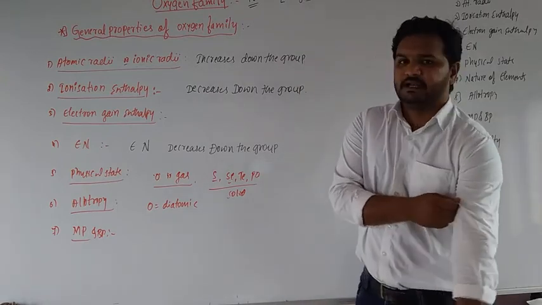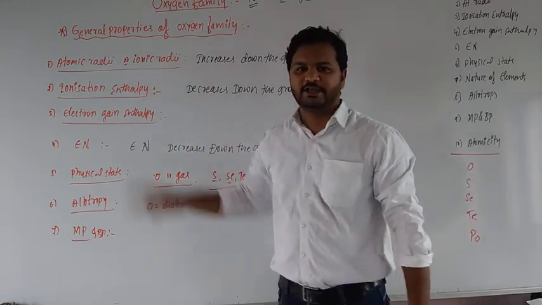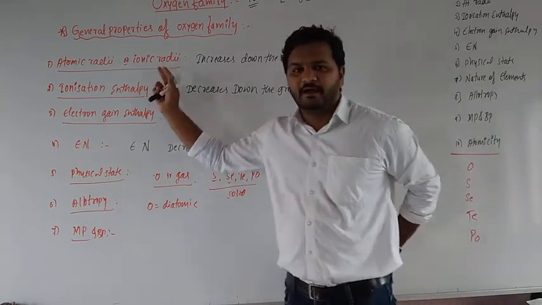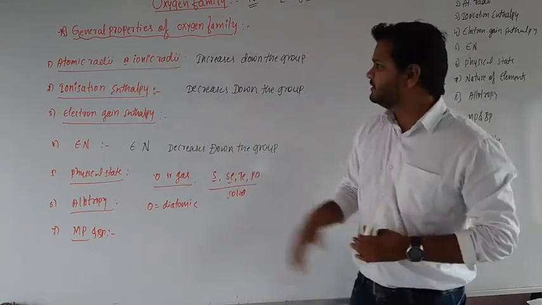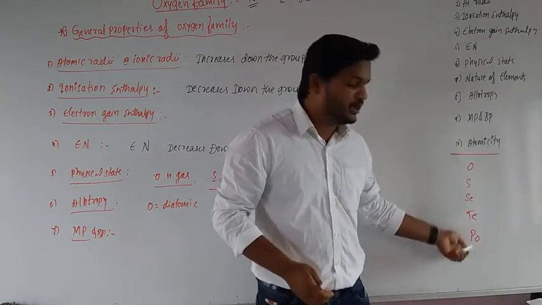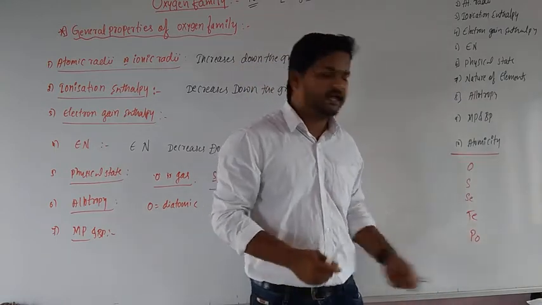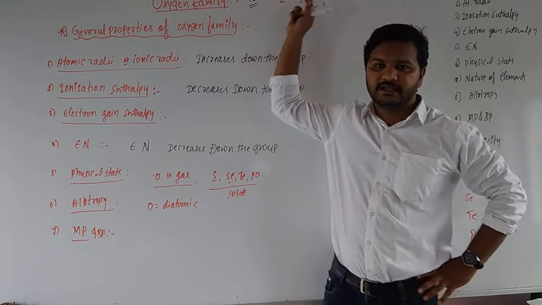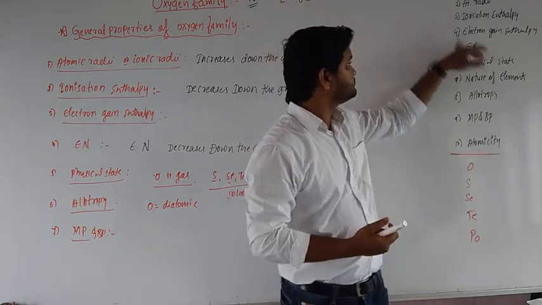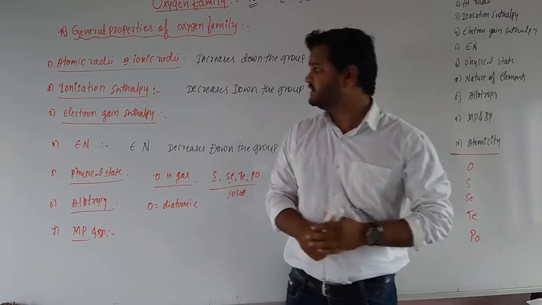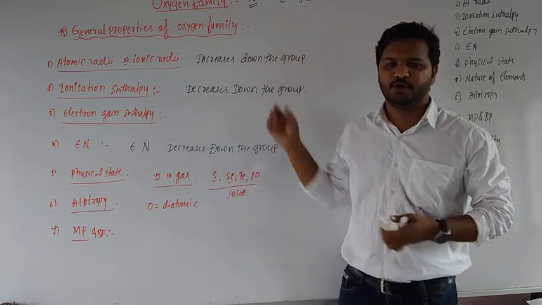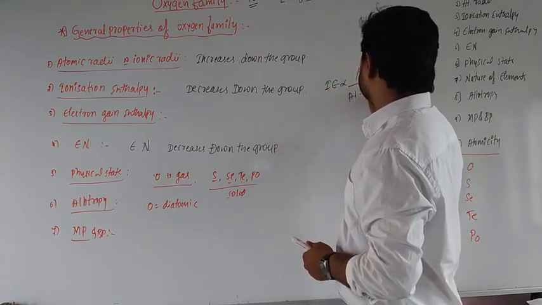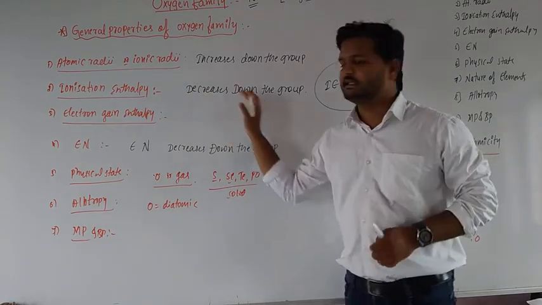Let us check once more atomic radii and ionic radii. I am saying this quickly because we have already covered it. Atomic radii and ionic radii increase down the group, from oxygen to polonium. Next, electronic configuration, noble gas ns2 and before. And ionization enthalpy decreases down the group because it is inversely proportional to atomic size.